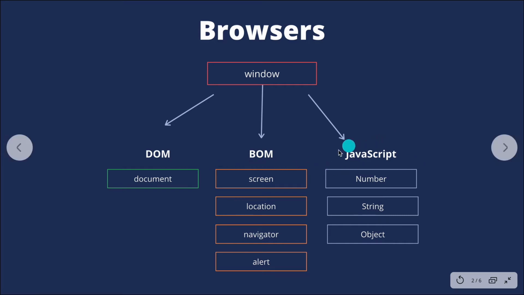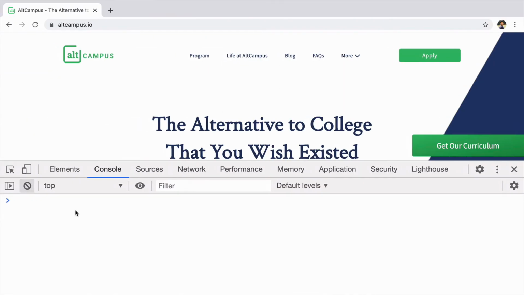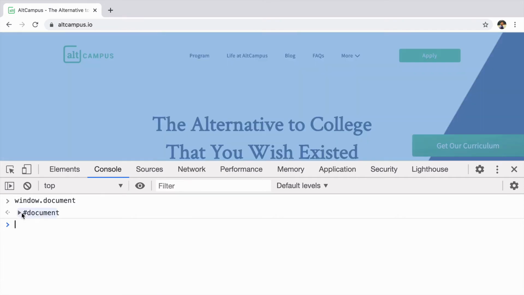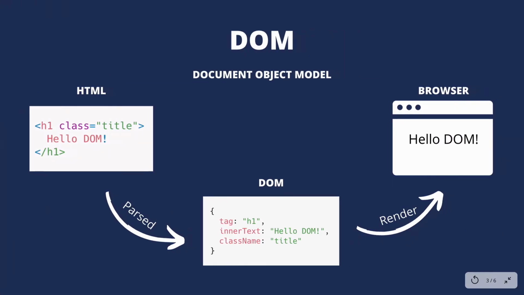Let's start with the simplest part, that is JavaScript. We know that every browser can run JavaScript, and that consists of the core concepts of JavaScript like numbers, string, objects, etc. Let's move on to DOM. DOM stands for Document Object Model. Now what is document? Document is the entire page that you open. What if I go ahead and say window.document, and we'll see that document means the entire web page that we opened in the browser. And to create that web page, we use HTML.